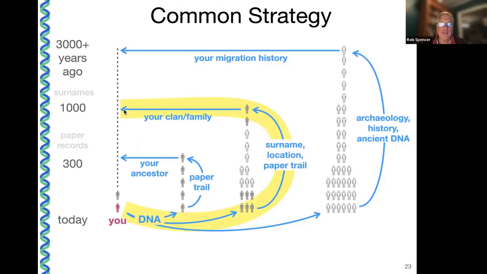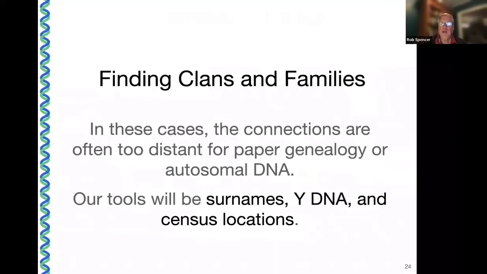I want to intersect my line here, maybe 1,000 years ago, and I won't have a paper trail then. I probably will have surnames on the male line. I might, if I'm lucky, but I probably won't have paper. And I'm going to need the results of people I cannot put names to. I've called this one finding clans and families. Connections are too distant for paper genealogy or autosomal DNA. So we're going to use tools. Remember the sense of macrogenealogy. We're going to use other kinds of tools: surnames, DNA, and census locations.